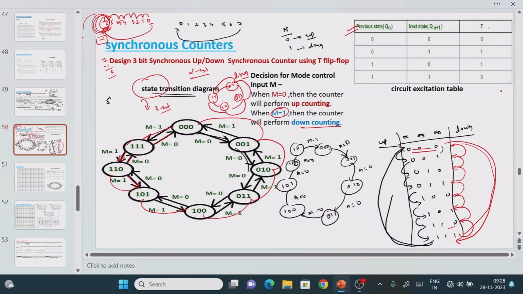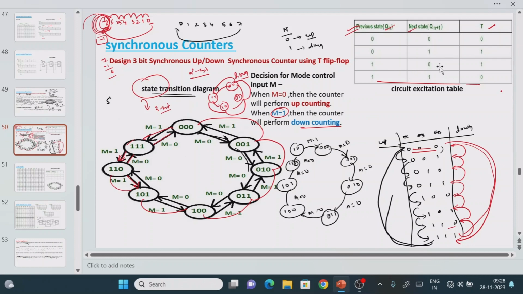So this is the flip-flop output, these are the flip-flop inputs, so this is the excitation table for the T flip-flop. Once it is done, what is the next step? We need to draw the circuit diagram, then the state table representation. See that this is only one flip-flop excitation table.